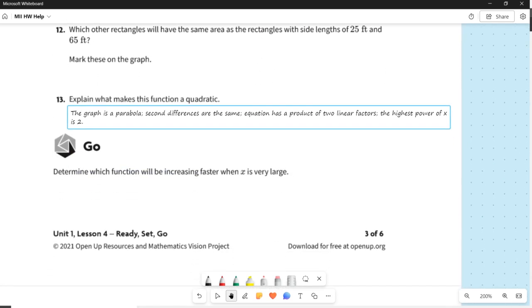So all four of these indications are accurate. The graph is a parabola, the second differences are the same, the equation is a product of two linear factors, and the highest power of x is 2. All of those things indicate that we are talking about a quadratic.